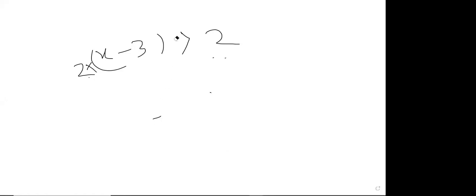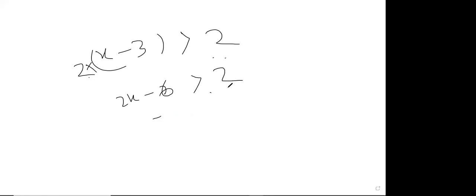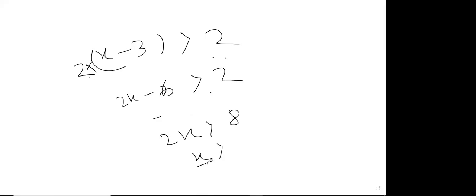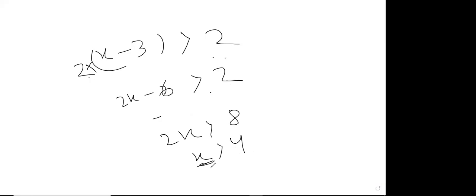Sir, we'll do 2 into x minus 3. Substitute. Like this. Yes. Then 2x greater than 8 is 6 to the other side. Okay. Then divide by 2 on both sides. Okay. So we'll have x is greater than 4, right? Yes. Did everyone get it? Yes, sir. I got it, sir.